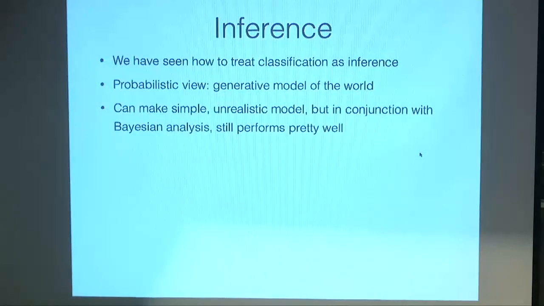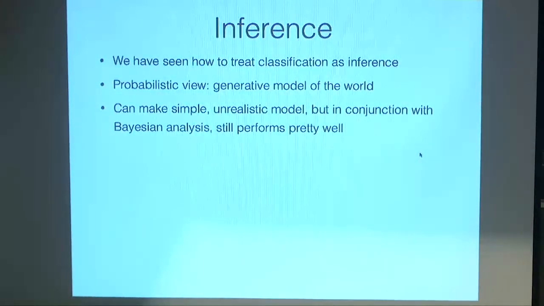Okay, so some takeaway points. In this lecture, we've seen a possible way to treat a classification problem as inference. We did that by adopting this probabilistic view of the world. We are given these images and this task. Now let's suppose that these images are generated from some underlying probability distribution. Then we just need to try to model these distributions, and we use the formalism of inference. We use Bayes' rule to help us do our classification.